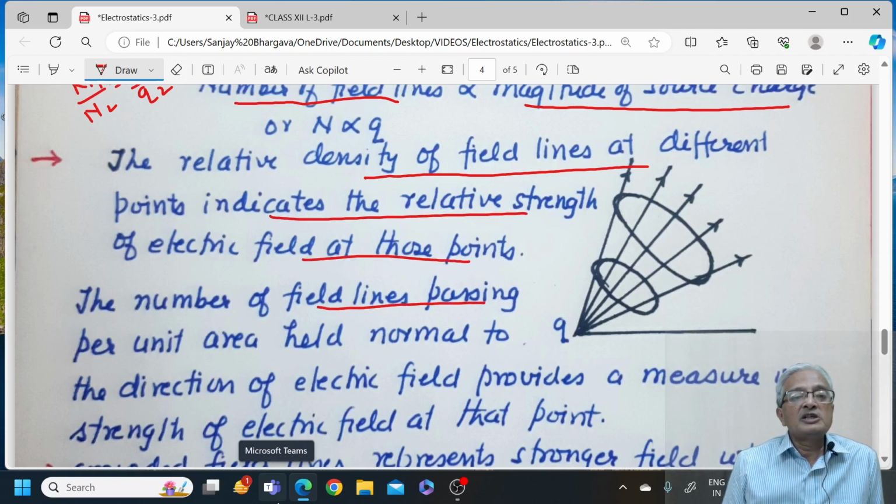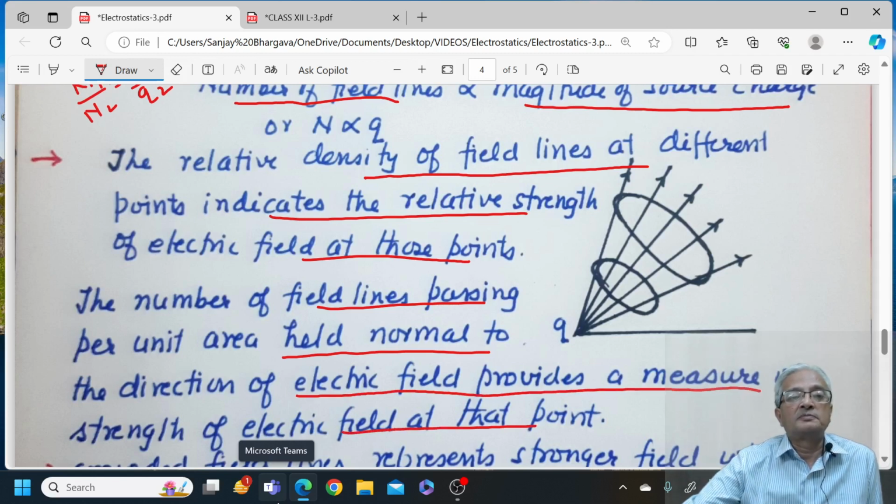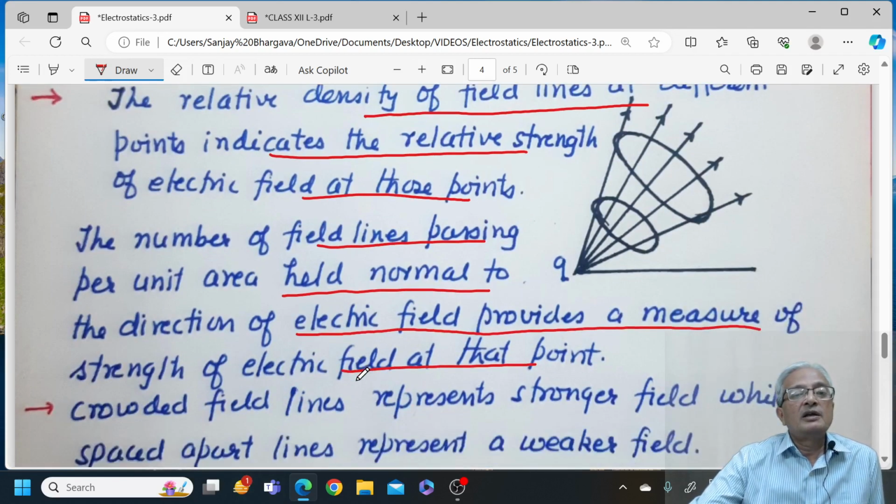The number of field lines passing per unit area held perpendicular to the direction of electric field provides a measure of strength of the electric field at that point. So how do we decide? We decide by number of field lines passing per unit area.